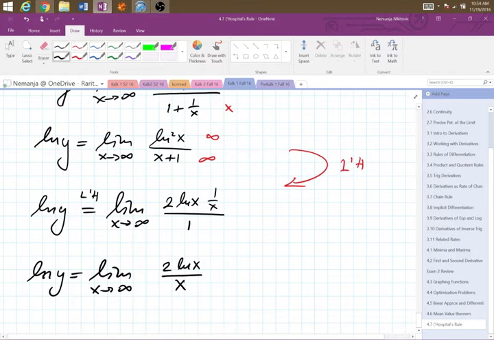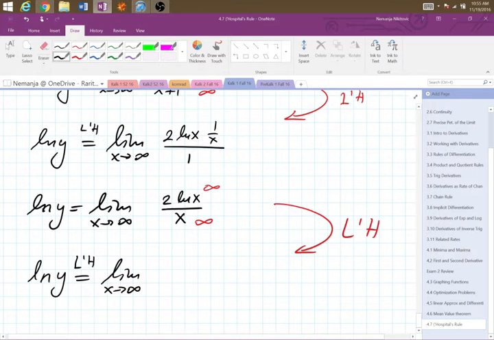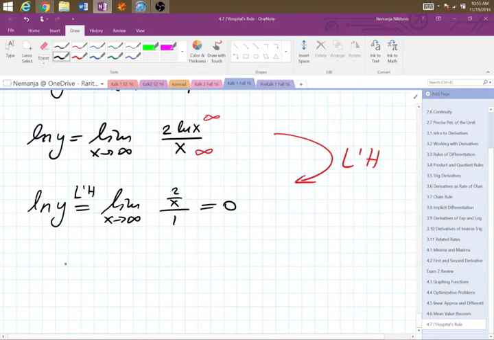Apply infinity over infinity, L'Hopital again. Oh, wait. Okay, now what's happening? Is there a problem? Okay, well, it stopped, went backwards, and now it's catching up. Awesome. 2 over x divided by 1. Finally, we're getting 0. So ln y is equal to 0.